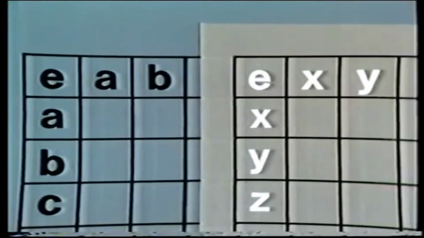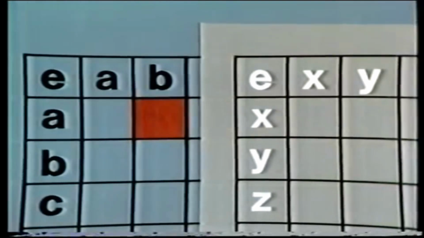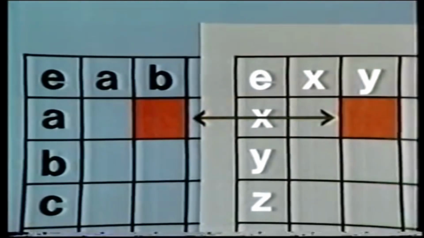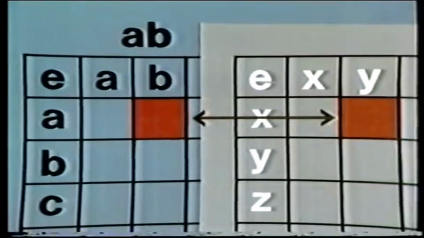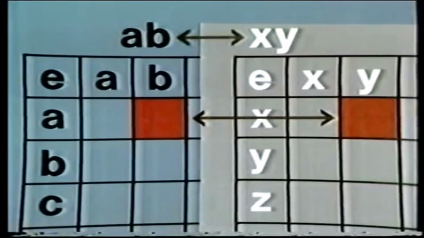When we draw out the tables, if this correspondence is an isomorphism, then the element in this square must correspond to the element in this square. Now the element in this square is one of our elements in this group, and also the element in this square is one of our elements in the other group. We know from the table they are equal to AB and XY. So the elements in the squares will correspond if the compositions correspond.